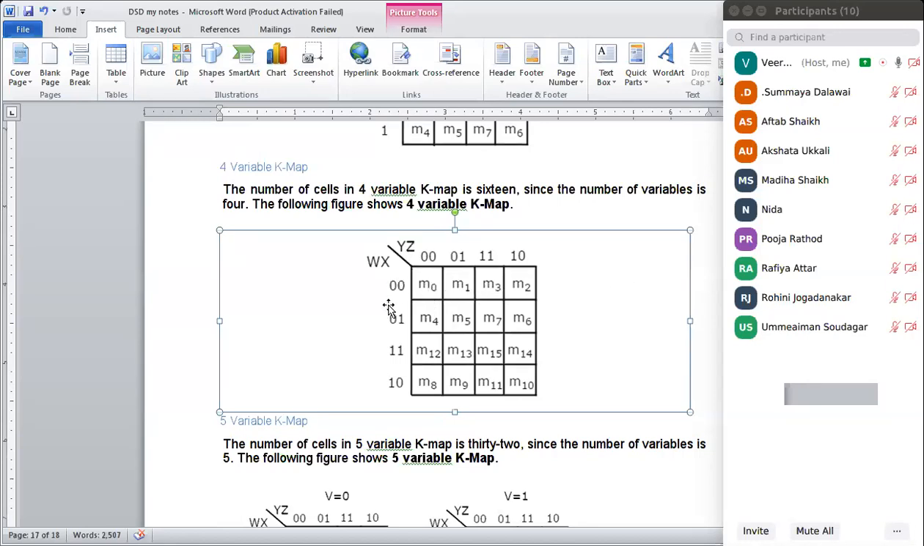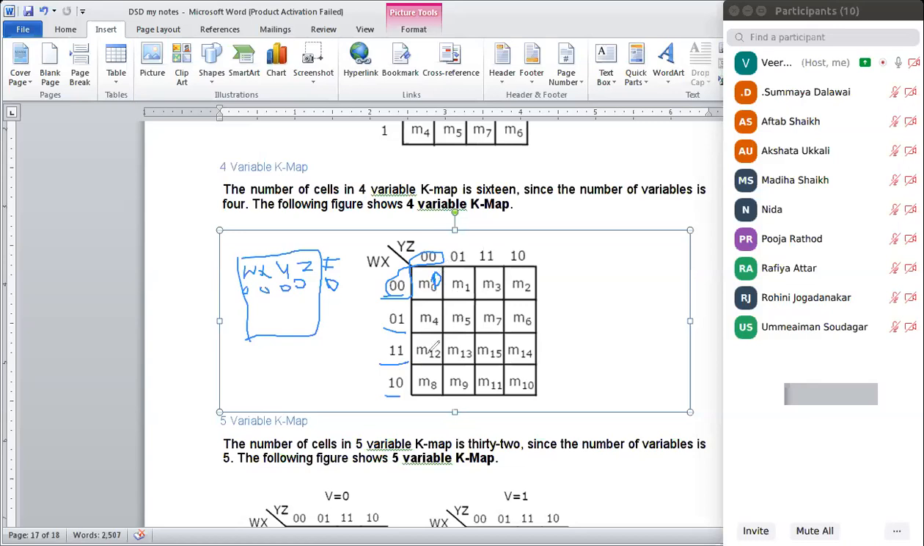Now, how are these variables written? 0 0, 0 1, 1 1, 1 0 for Wx. Here also 0 0, 0 1, 1 1, 1 0. So based upon the truth table, if I have W, X, Y and Z as 0 0 0 0, and the function output is 1, then here I am going to write 1. If this is 0, I am going to write 0 here.